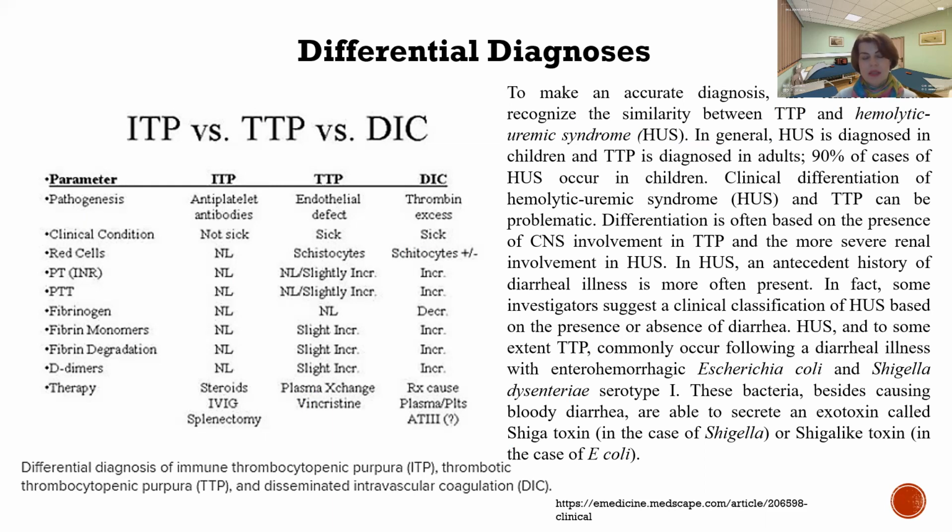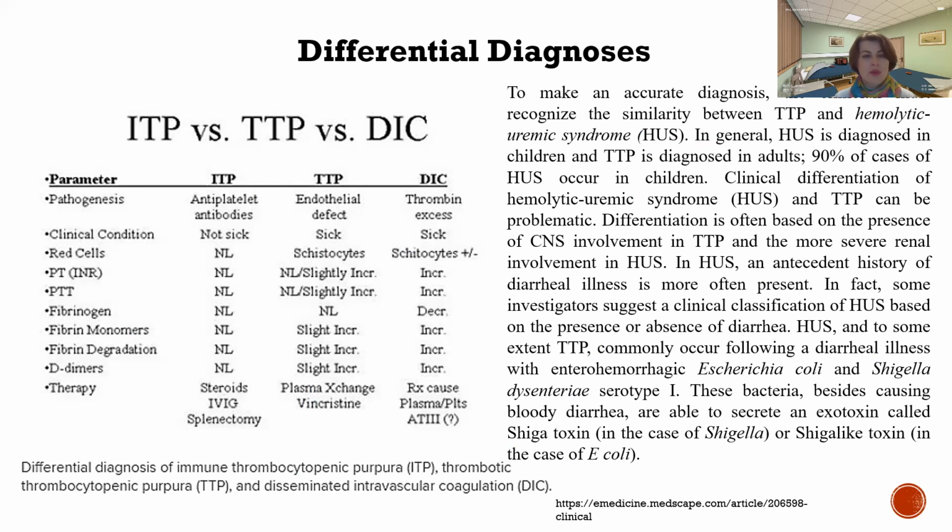HUS, and to some extent thrombocytopenic purpura, commonly occur following a diarrheal illness with enterohemorrhagic Escherichia coli and Shigella dysenteriae serotype 1. These bacteria, besides causing bloody diarrhea, are able to secrete an exotoxin called the Shiga toxin or Shiga-like toxin.